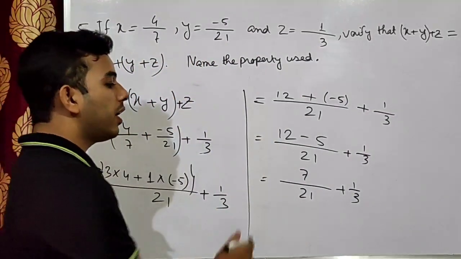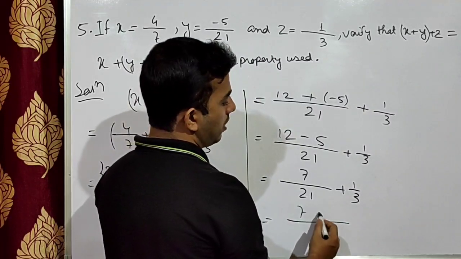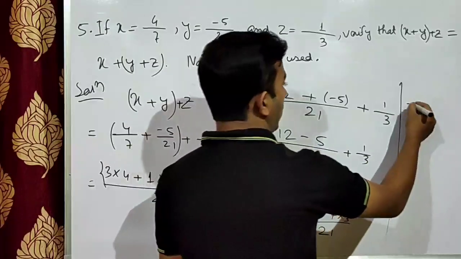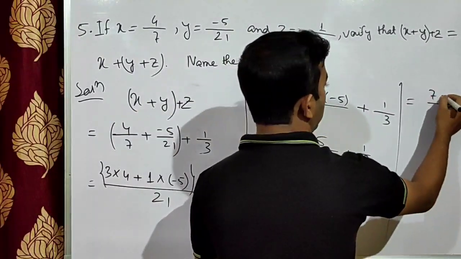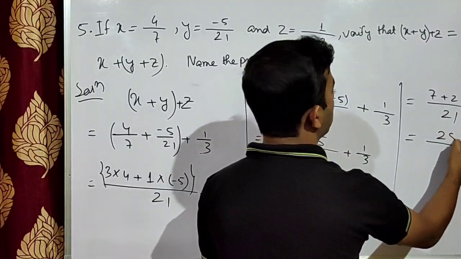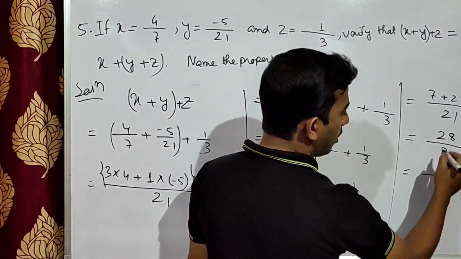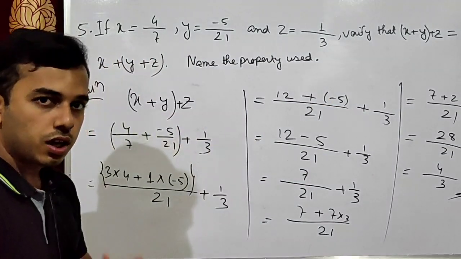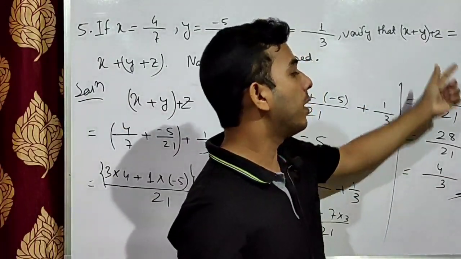Is this clear? Now again we have to find their LCM. Its LCM will be how much? 21. So it will be 7 plus 7 into 3. Clear? So next will be 21 divided by 21. Now 7 plus 21. 7 into 3 is how much? 21. So 7 plus 21 is 28 divided by 21. Now again we can cancel, right? We can cancel this expression with 7, which gives 4 divided by 3. I hope up to this you are clear. We have found the value of this expression, that is x plus y in brackets, then plus z.